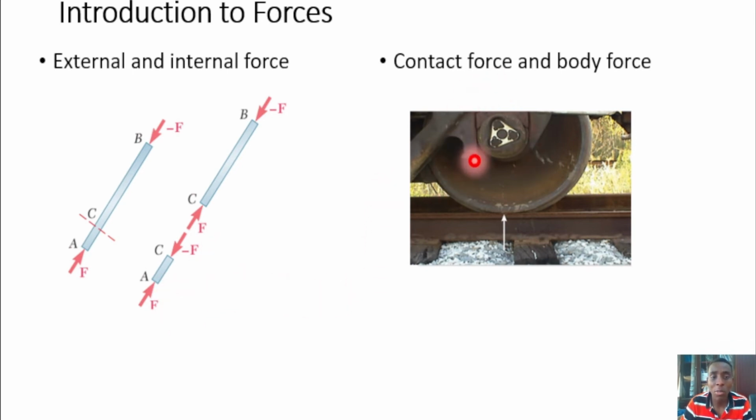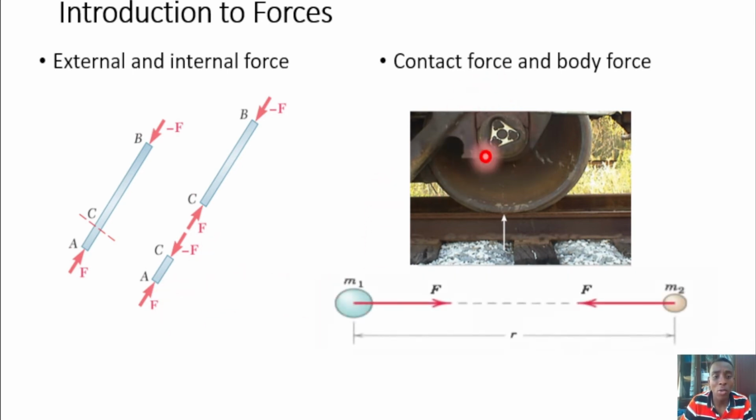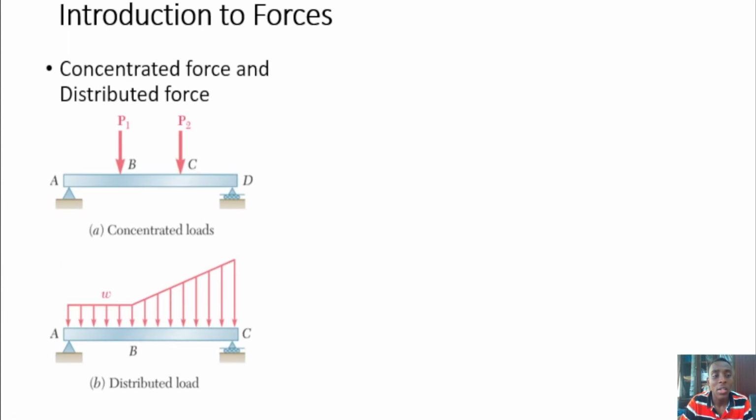So this is a contact force and a body force. The contact force is a force between these two. This is the reaction generated here. And then I have two bodies, and there is going to be a gravitational force right here. So this is a body force. This is what we are calling concentrated and distributed force. P1 is concentrated at B, P2 is concentrated at C. However, I see a loading or a force which is distributed over the area. So that's the meaning of distributed force.